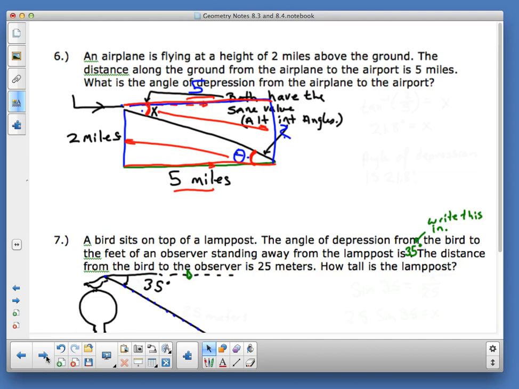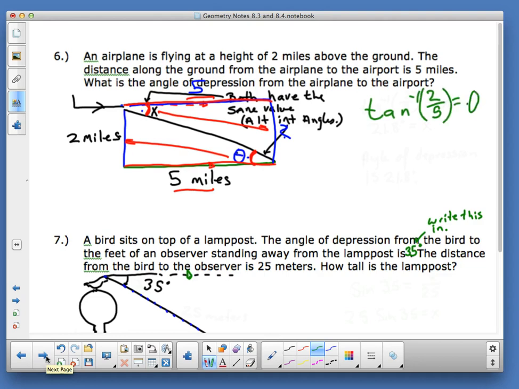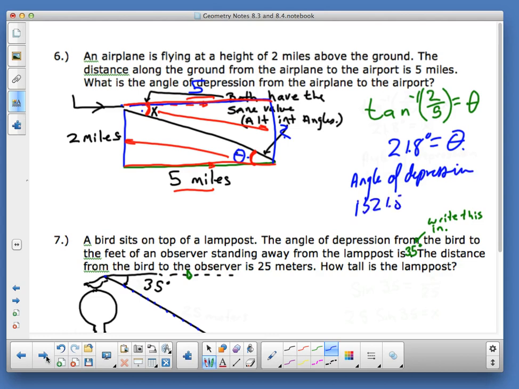Okay? Both have the same alternate interior, so I've got a tangent inverse of 2/5. And that's my theta. That's the angle I'm going to find. So inverse tangent of 2/5, remember second tan, and we're talking about 21.8 degrees. Are you okay with that? So 21.8. So what's the angle of depression? My angle of depression is 21.8 degrees.